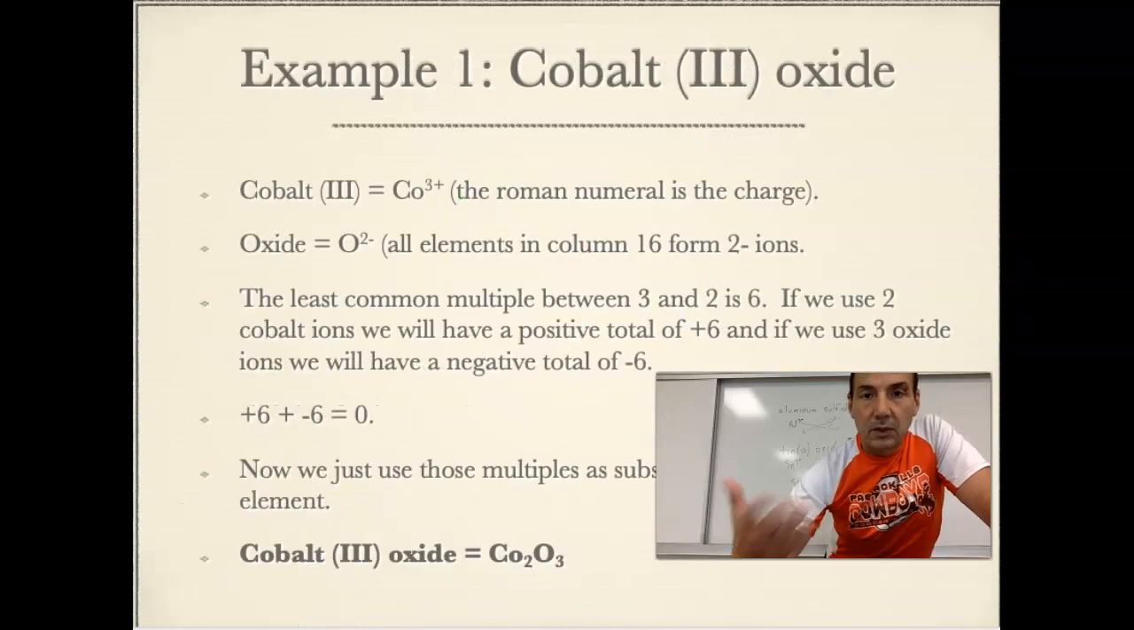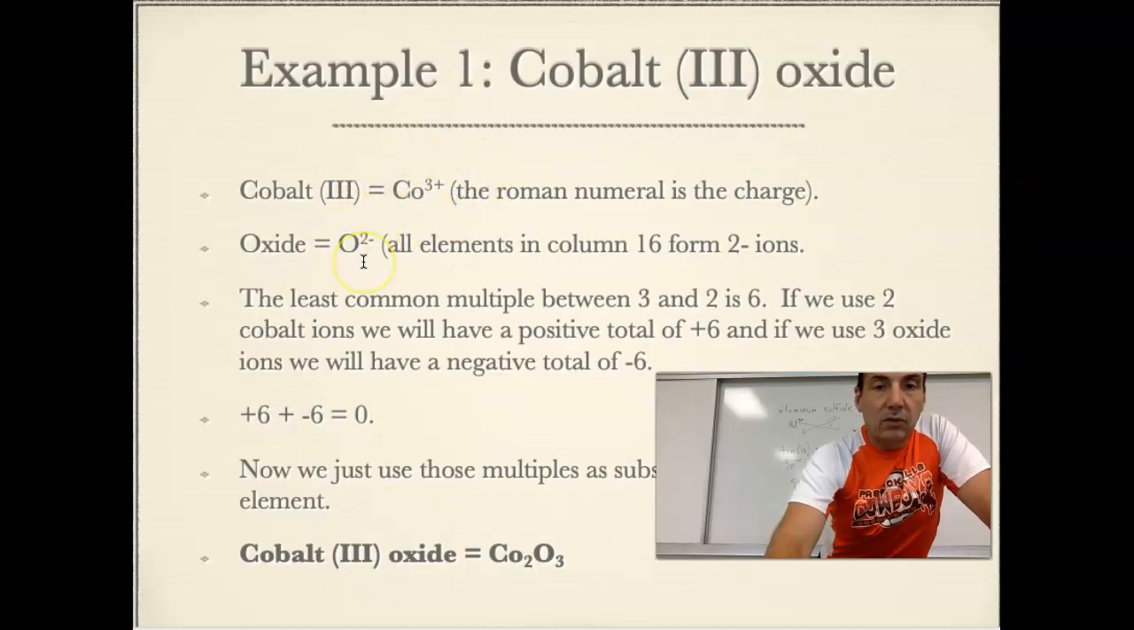All right. So here's an example: cobalt 3 oxide. So since it's cobalt 3, I know the charge of cobalt is +3. Oxide we just did is -2. Least common multiple between 3 and 2 is 6 again, just like the first example. So I'm going to need 2 cobalts. I'm going to need 3 oxides to get a total of +6, -6, giving me 0. And so the answer is Co2O3.